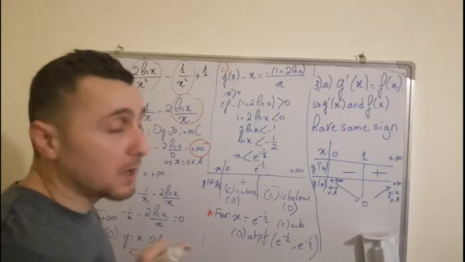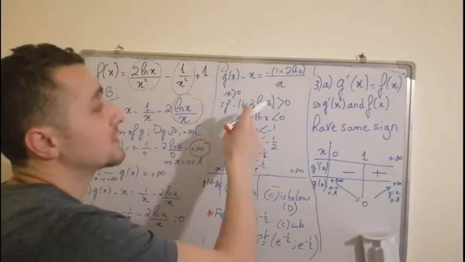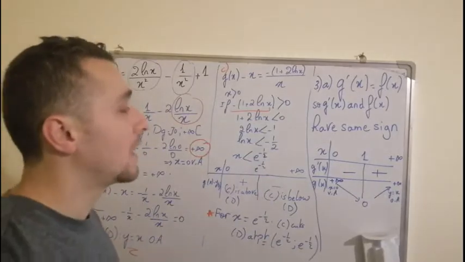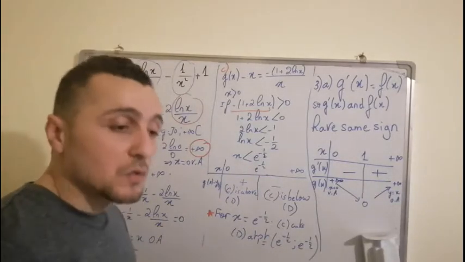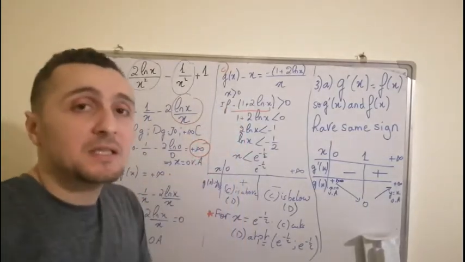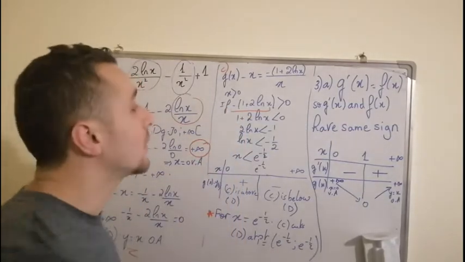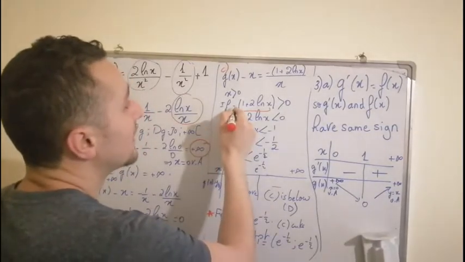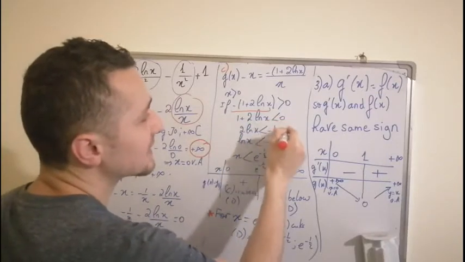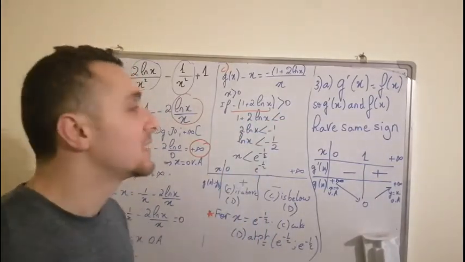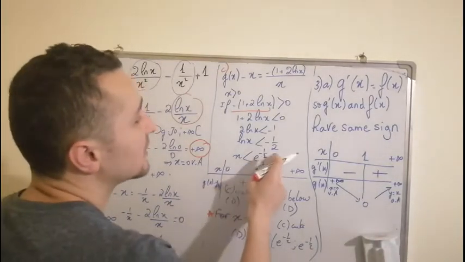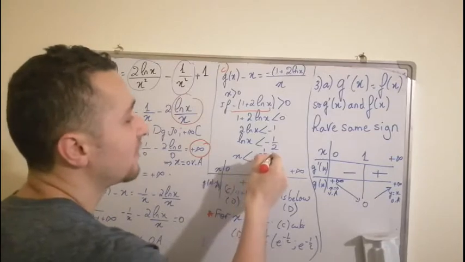Our problem is to study the sign of this quantity, minus 1 plus 2 ln x. We suppose that this quantity is bigger than 0, and we solve this inequality. Now we multiply by a negative sign, so 1 plus 2 ln x will be smaller than 0, and we solve this inequality. We obtain x is smaller than e power minus half.